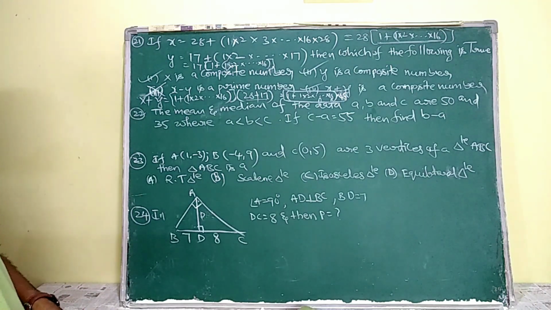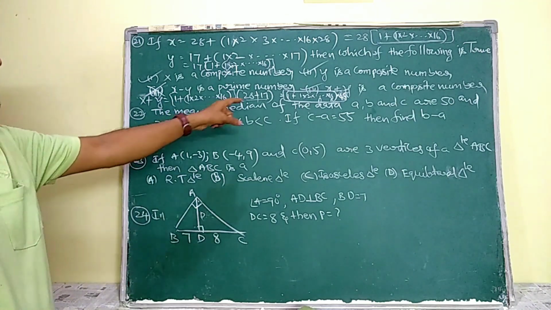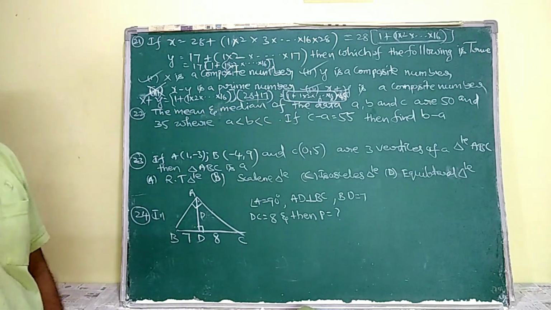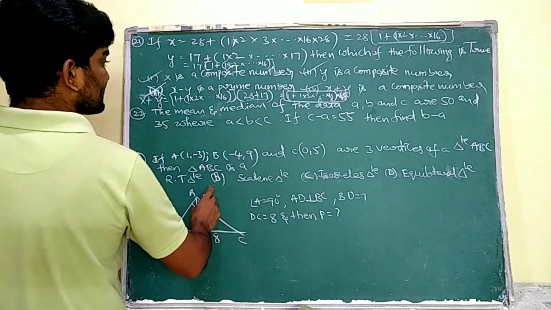Now then, the 22nd one. The mean and median of the data a, b, c are 50 and 35, and a is less than b is less than c.